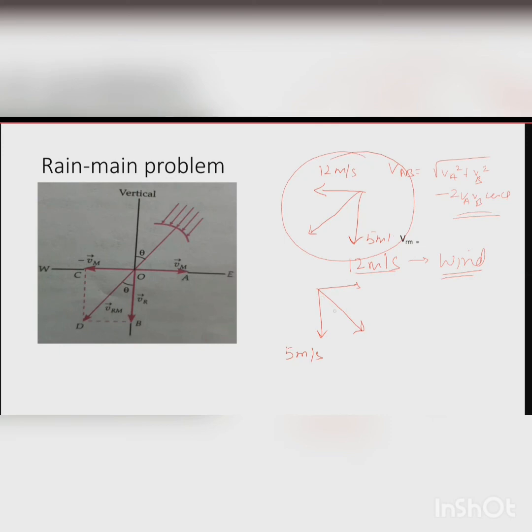Whereas when the man himself is moving, then for others the rain is falling straight, but only for him the angle seems to change because of his own velocity. So in that case, what he experiences, or what do we calculate? We calculate the velocity of rain with respect to the man.